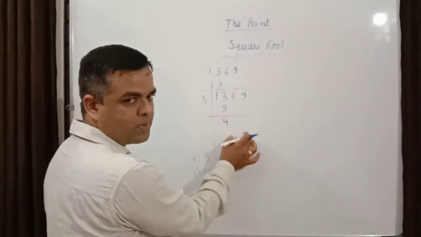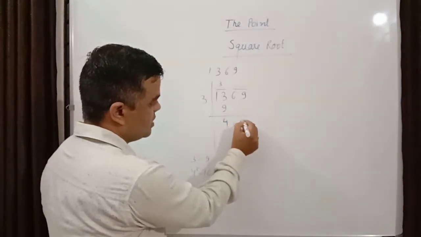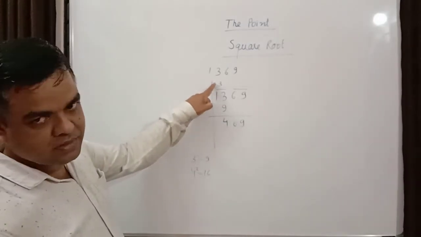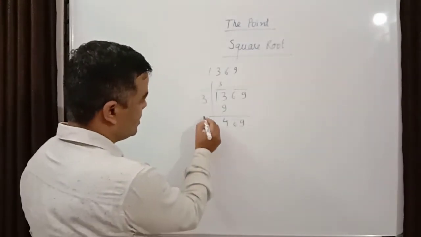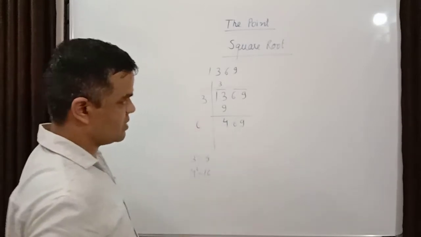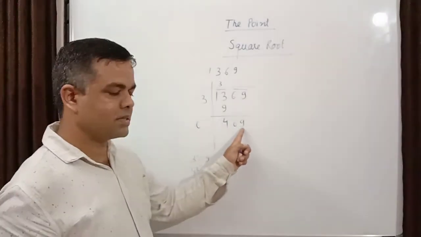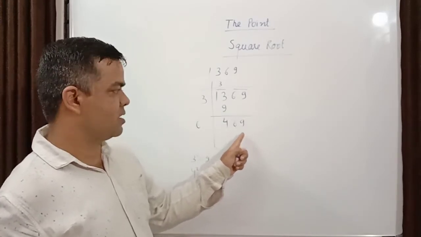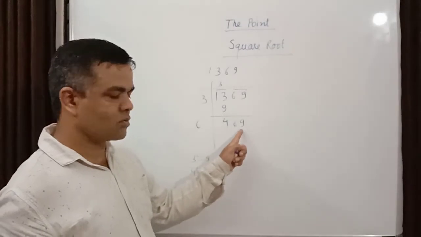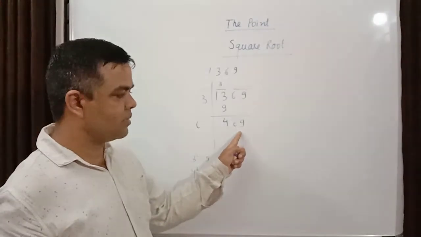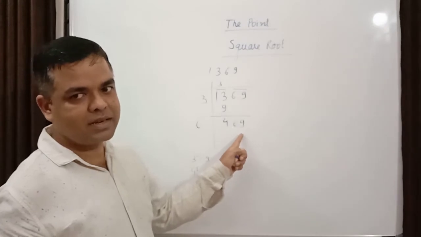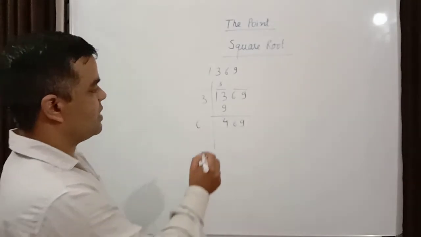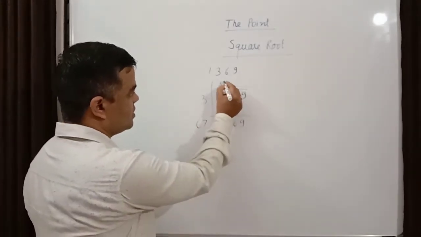Now you take this complete pair, 69, down next to the 4. Now take double of the number written above, which is 3, so double is 6. Now the last digit is 9. You can guess, or by practice it will come. It is the square of either 3 or 7. 3 times 3 is 9, 7 times 7 is 49. So I take 7 here.